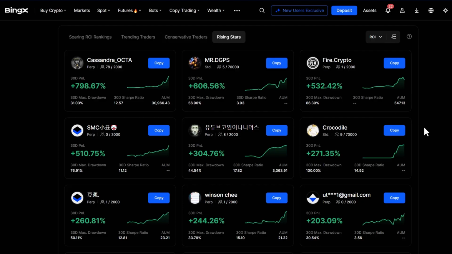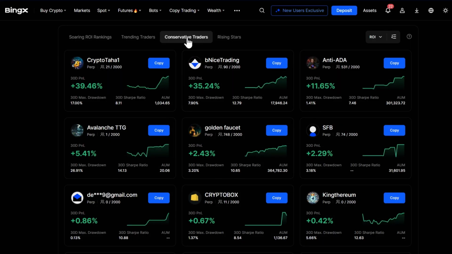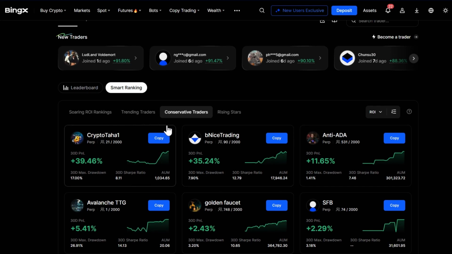If you're risk averse or just starting out, I highly recommend checking out the conservative trader section. These traders prioritize capital preservation and steady growth over massive gains, which means lower risk of liquidation.